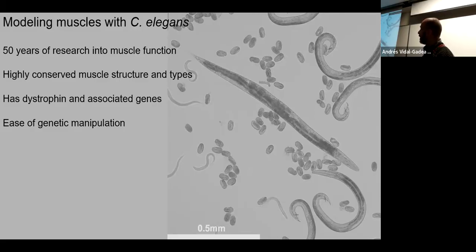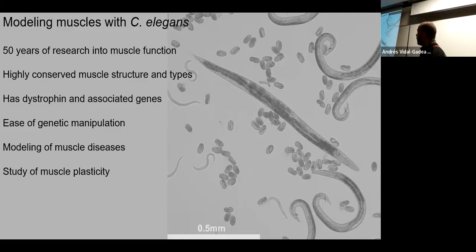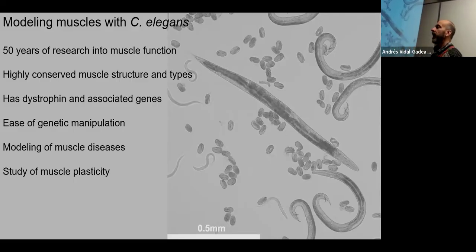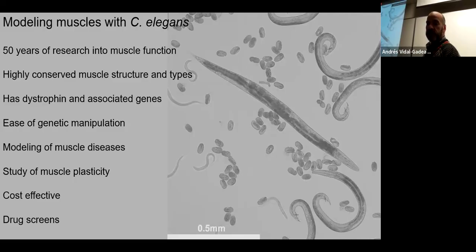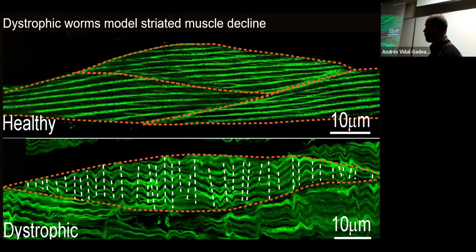The worms are extremely simple to manipulate genetically. We do this routinely in our lab. And they can model the disease, as I'm going to show you today. They also exhibit some of the things that our muscles do. Like, you go to the gym, you exercise, your muscles grow. You stop exercising, your muscles atrophy. Worms can model all of these different processes as well. So they are good to study. And obviously they are cheap, and we can use them to do different kinds of screens.